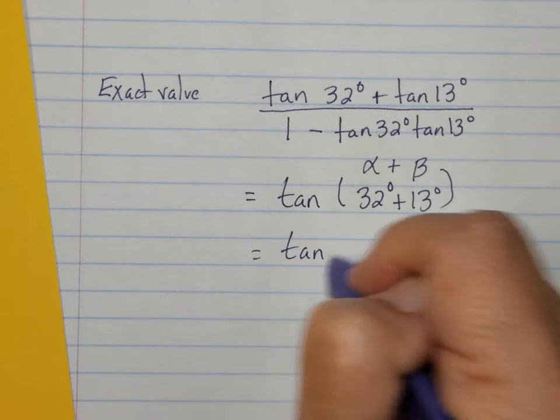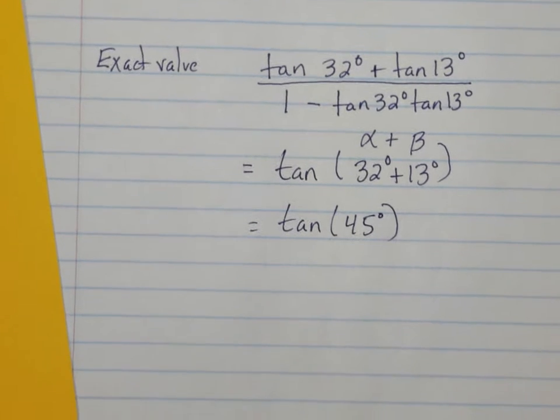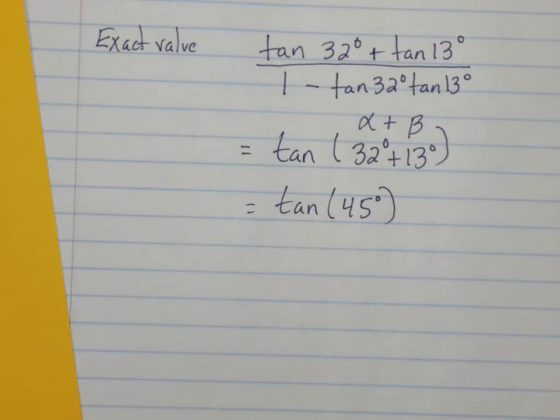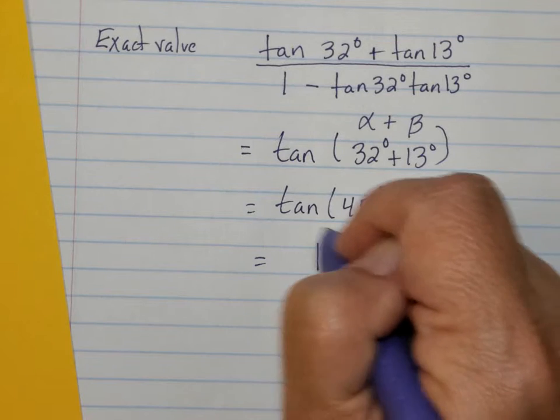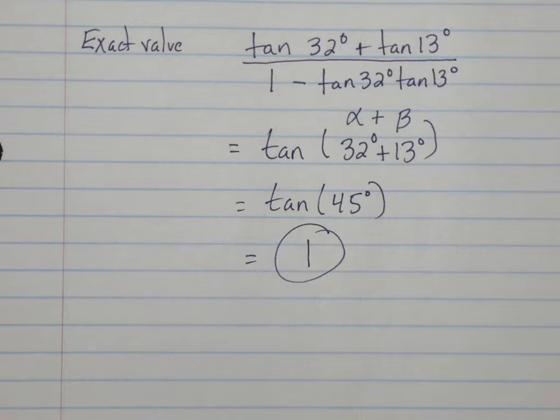And when I add 32 and 13 together, that makes 45. 45 degrees is on my unit circle. Tangent of 45 degrees, the sine and the cosine are both square root of 2 over 2, so the tangent is 1. Beautiful. Alright, last example.